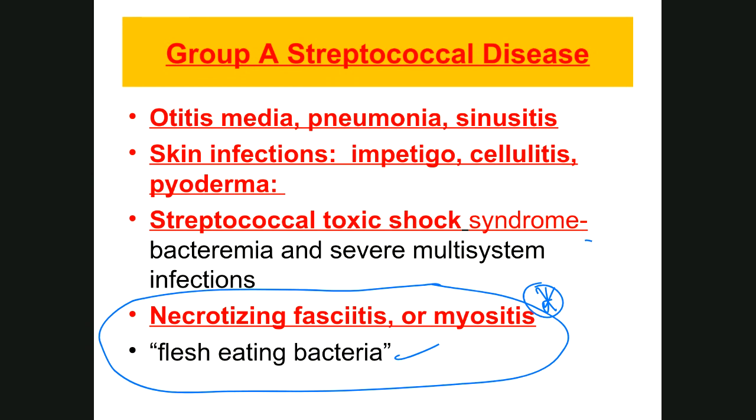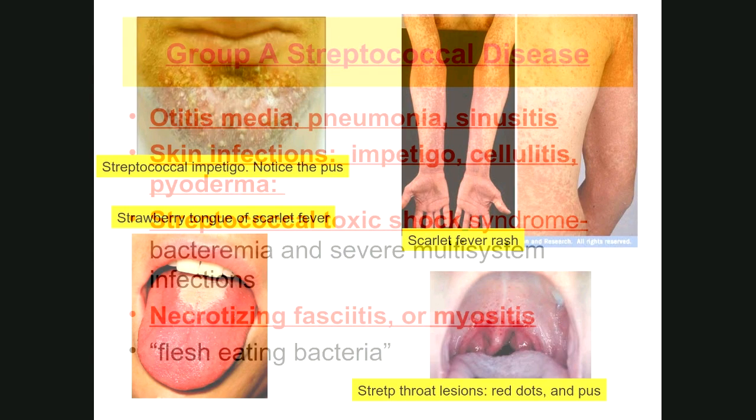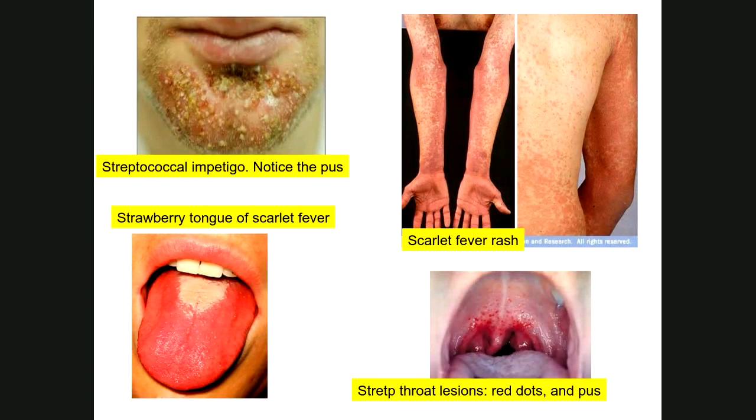So it's a very dramatic infection, and really what it shows you is how pathogenic the organism is. So the answer to "yes, you do have to know these infections." There's your impetigo caused by strep throat.